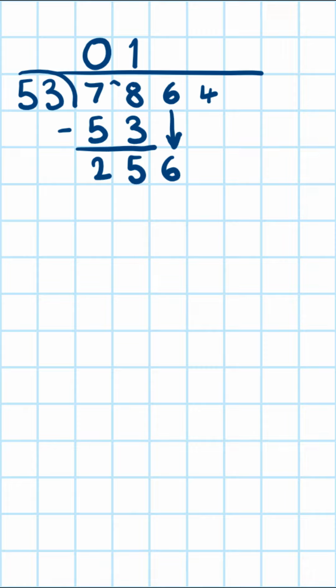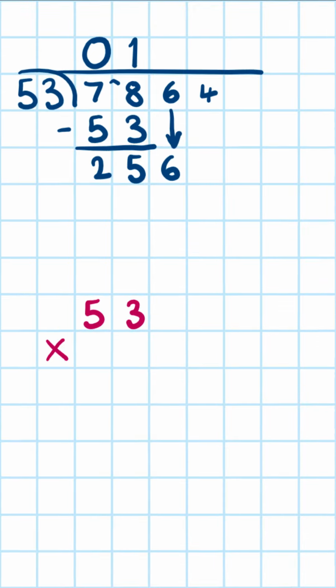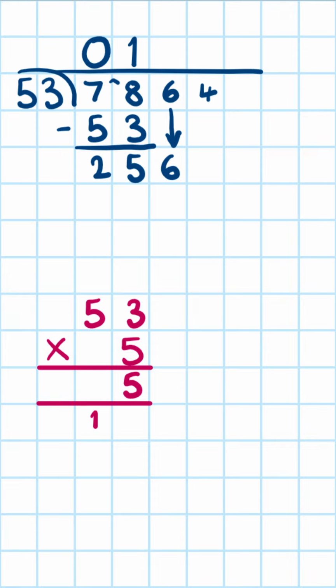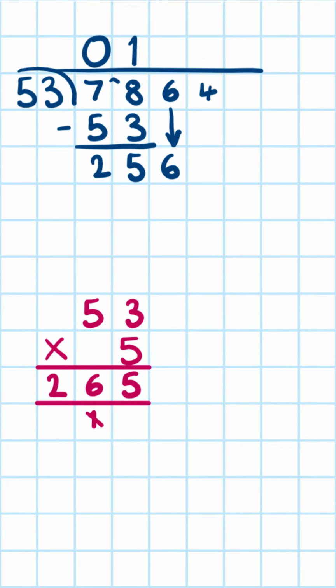So now we need to think about how 53 gets into 256. Let's take an estimate. So we say 53 times 5, we'll get 5 times 3, which is 15, and 5 times 5 is 25, plus the one we carried over is 26. That leaves us with 265. But that's too big because it's greater than 256.